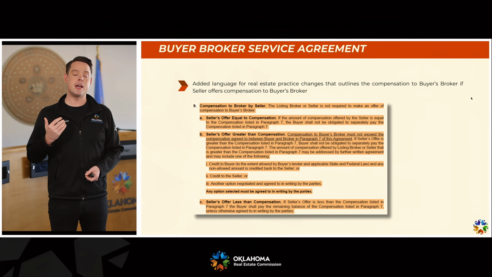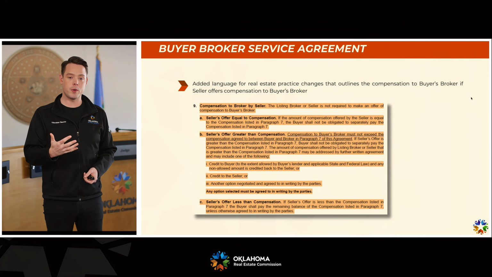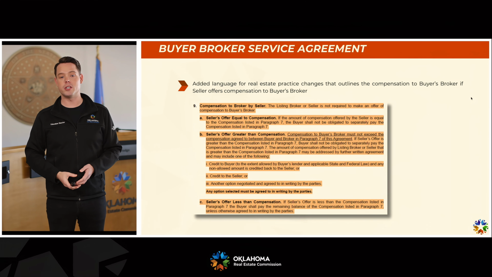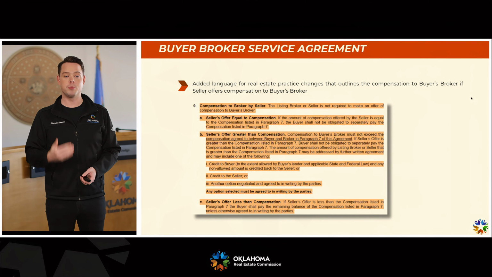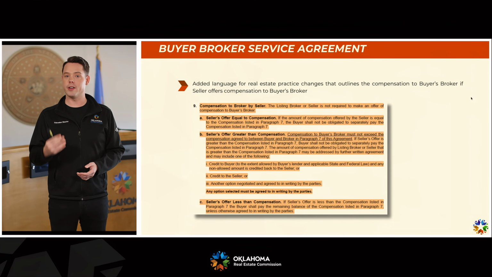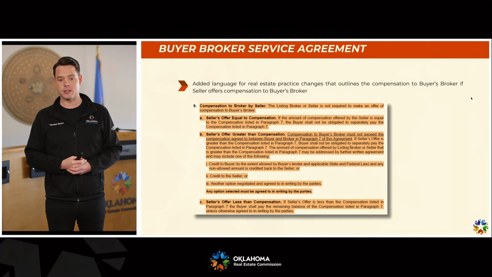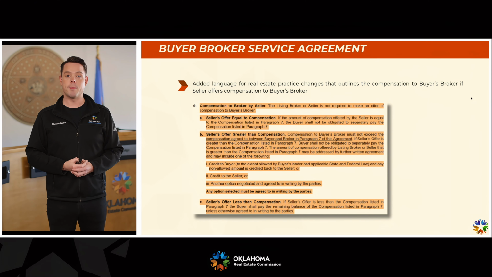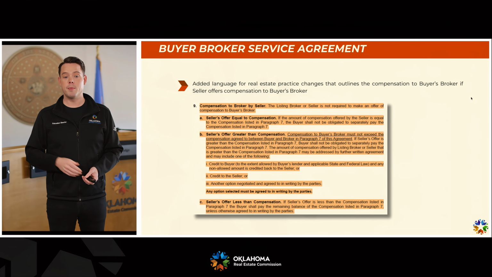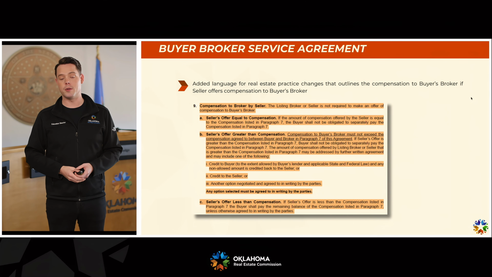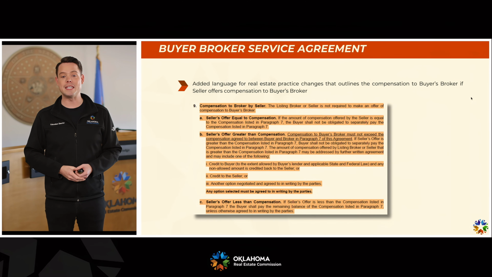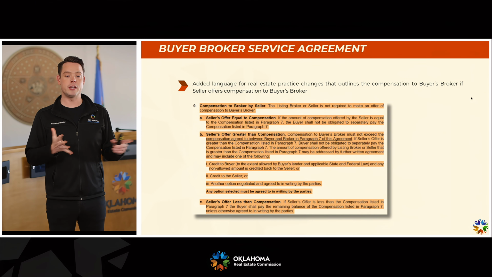So what happens when you're working with a buyer and they look at a property and the seller is offering compensation to the buyer's broker? Well, that is all handled in paragraph 9. Again, if you want a very detailed explanation of this, go ahead and click the link after the webinar today and check out our video on the buyer broker service agreement. But there are 3 scenarios that are outlined here. A goes over if the seller's offer is equal to the compensation that you've already agreed to.